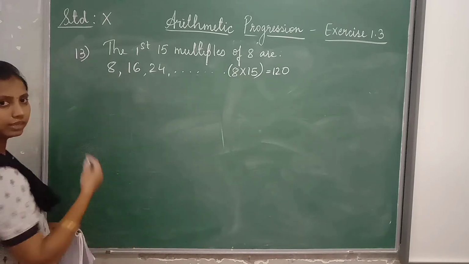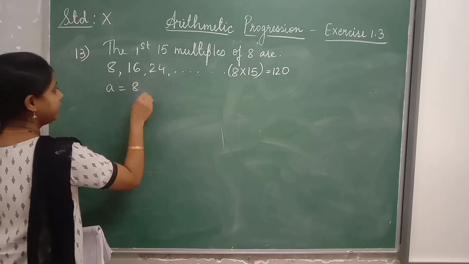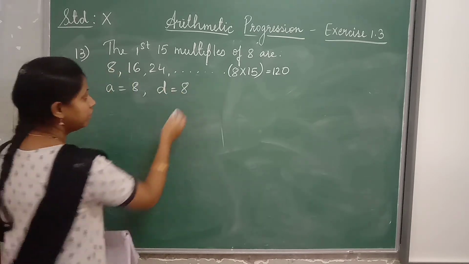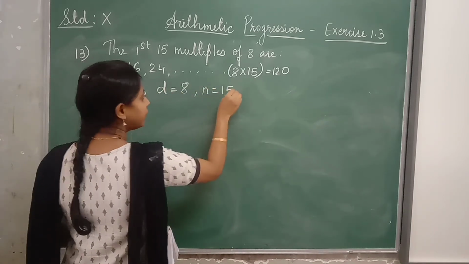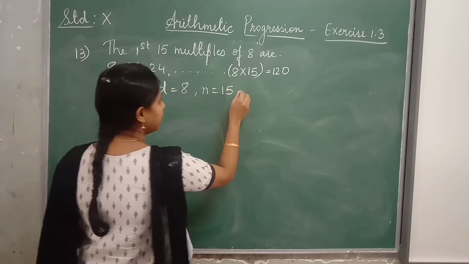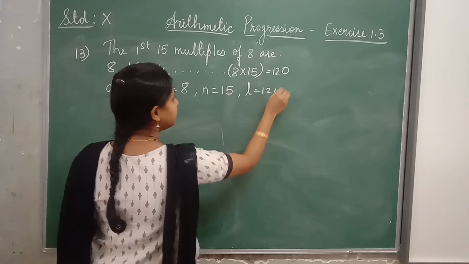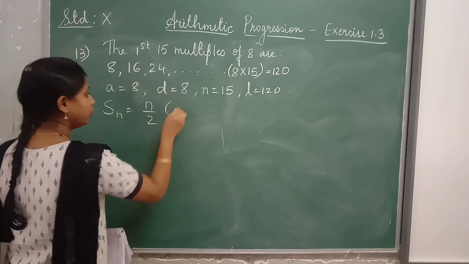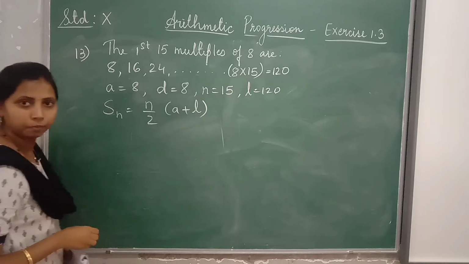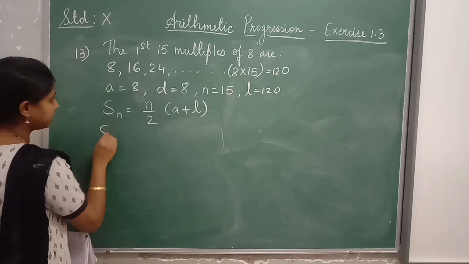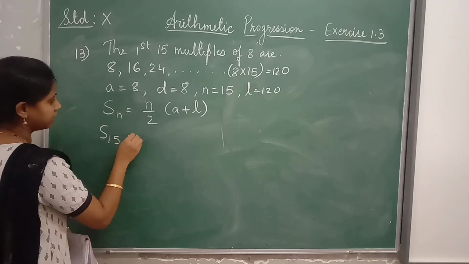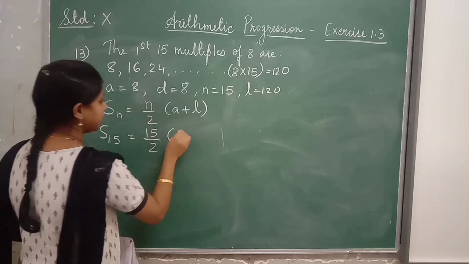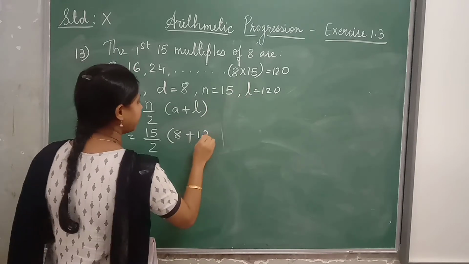So now we have to find the sum. The first term is again 8. The difference is nothing but 16 minus 8, that is 8. Then the number of terms is 15. You have to find the sum of 15 numbers. The last term is also known, 120. So we can use the formula Sn equals n by 2 into (A plus L). Sn means the sum of 15 terms. So 15 by 2 into (A is 8 plus the last term 120).